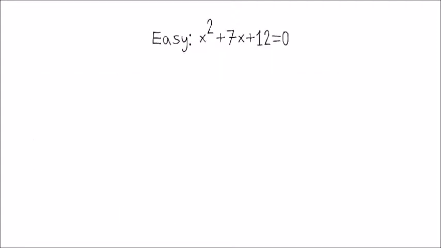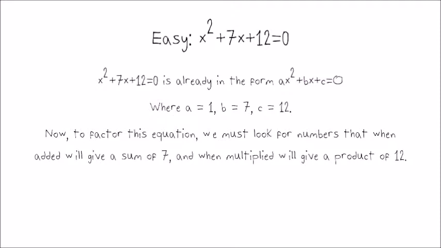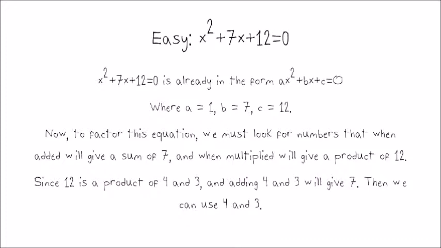For your easy problem, let us answer x squared plus 7x plus 12 equals 0. X squared plus 7x plus 12 equals 0 is already in the form ax squared plus bx plus c equals 0, where a is 1, b is 7, and c is 12. Now, to factor this equation, we must look for numbers that when added will give a sum of 7 and when multiplied will give a product of 12. Since 12 is a product of 4 and 3, and adding 4 and 3 will give 7, then we can use 4 and 3.